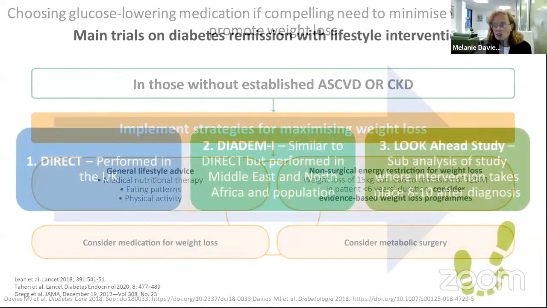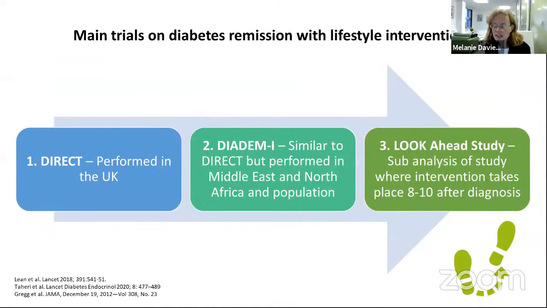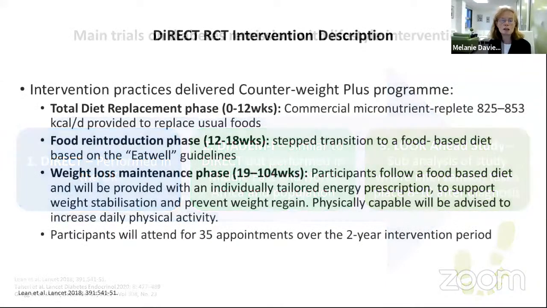So there are a number of studies now that show that there is evidence, particularly in people shortly after diagnosis, that low energy diets can actually put patients with diabetes into remission. We have evidence from the DIRECT study, which is a UK study, but also studies like Diadem, which was similar to DIRECT, but obviously in a Middle Eastern and North African population. So there's a good evidence base now, I think, in those groups.